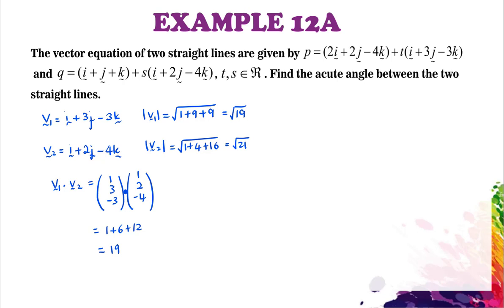So now we already have all the values. You can substitute into the formula, which is inverse cos of the dot product, which is 19, over magnitude v1 times magnitude v2. So we're going to have the value which is 17.98 degrees.